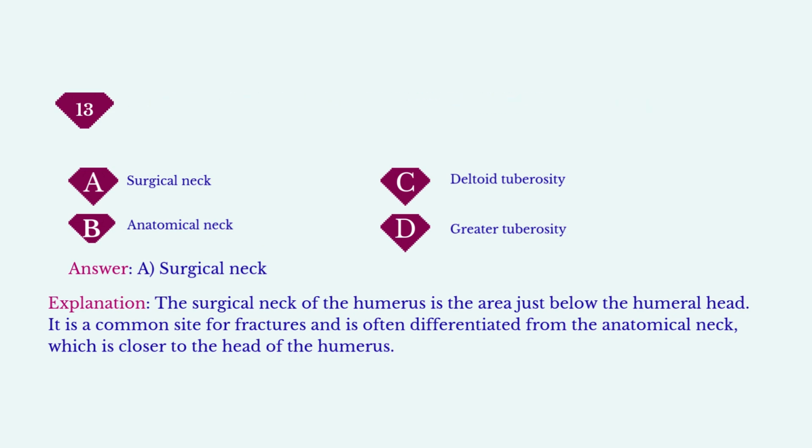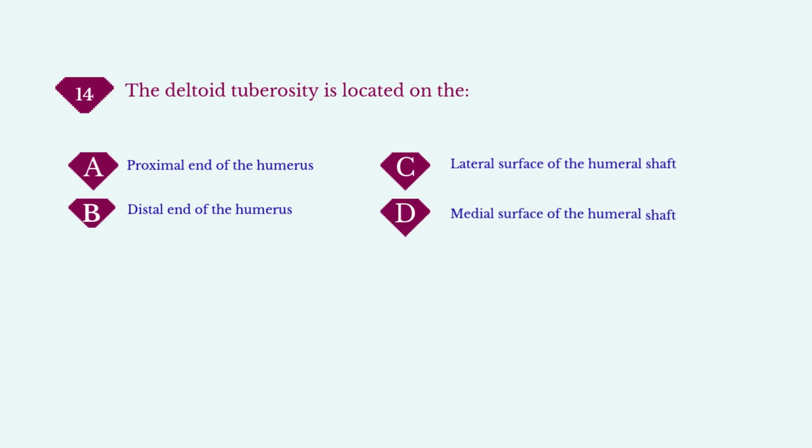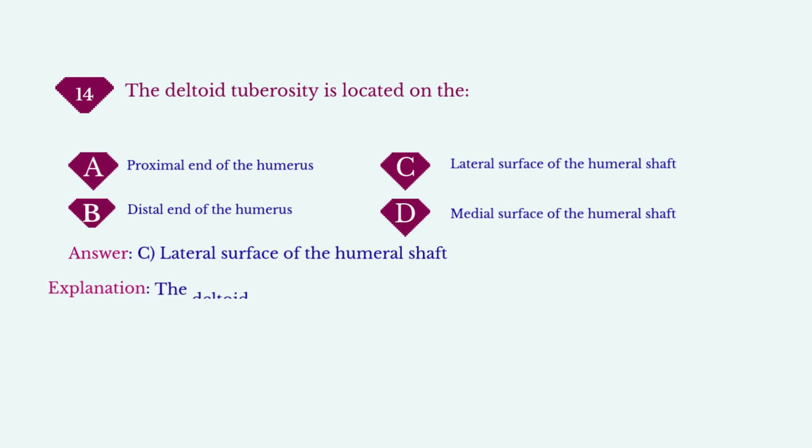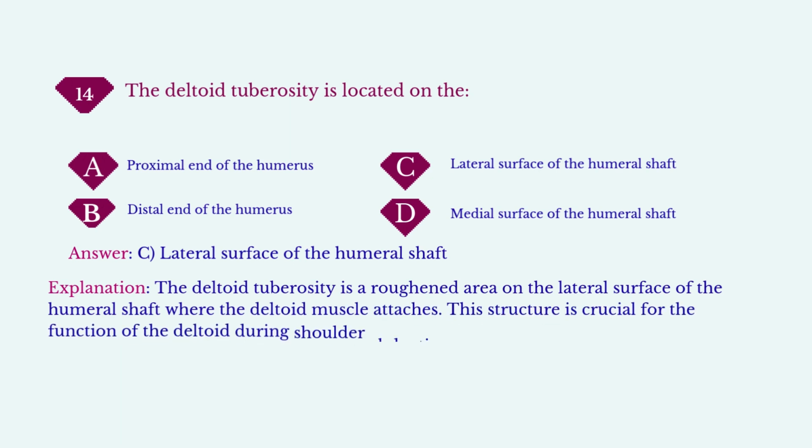It is a common site for fractures and is often differentiated from the anatomical neck, which is closer to the head of the humerus. The deltoid tuberosity is located on the A. Proximal end of the humerus. B. Distal end of the humerus. C. Lateral surface of the humeral shaft. D. Medial surface of the humeral shaft. Answer: C. Lateral surface of the humeral shaft. Explanation: the deltoid tuberosity is a roughened area on the lateral surface of the humeral shaft where the deltoid muscle attaches. This structure is crucial for the function of the deltoid during shoulder abduction.